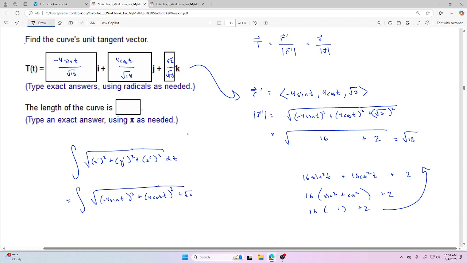And then we got the square root of 2 all squared dt. Wow, does that look familiar to you? What is this right here? Yeah, it's the magnitude. It's the magnitude of r prime. That's the actual formula.